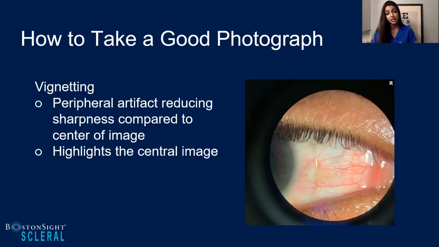So really, the goal of vignetting is to highlight the central portion of the image, but the goal for us as scleral lens providers is that every point of your image should give you valuable information, and really increasing your magnification and adjusting yourself to eliminate this peripheral artifact. Of course, as long as you're not taking a portrait image, right, Shalu? Right.